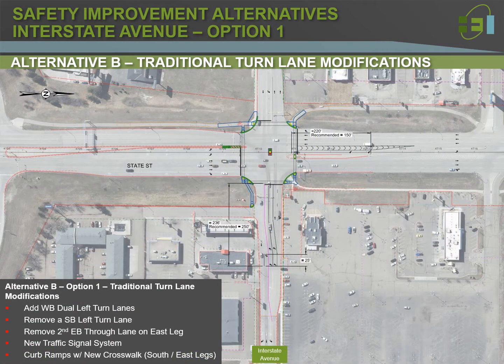Alternative B, option 1, traditional turn lane modifications at the Interstate Avenue intersection include the addition of westbound dual left turn lanes at Interstate Avenue, removal of a southbound left turn lane from State Street and the corresponding eastbound through lane on the east leg, and the replacement of the traffic signal system as well as curb ramp upgrades. Also, new crosswalks on the south side of Interstate Avenue and east side of State Street would be installed.